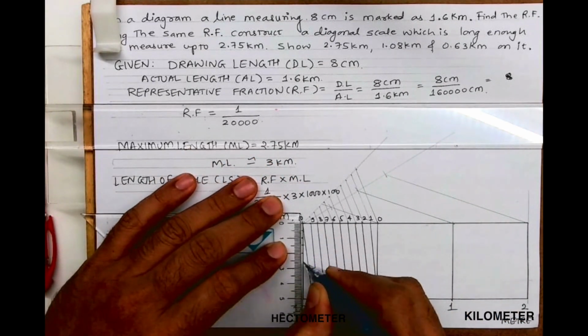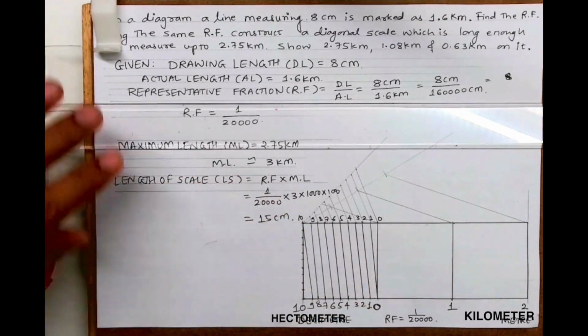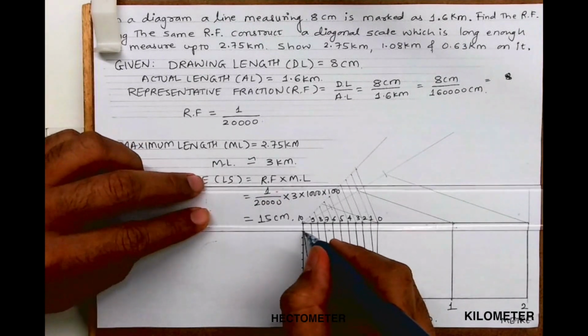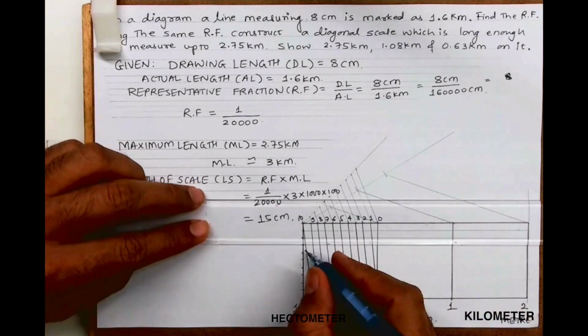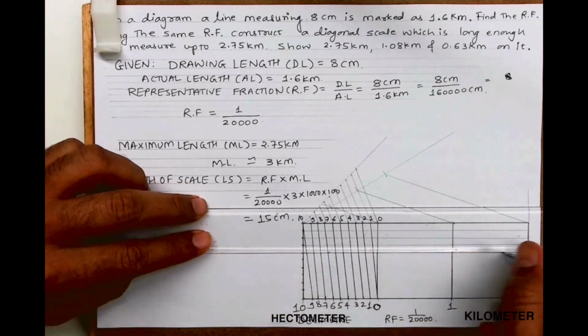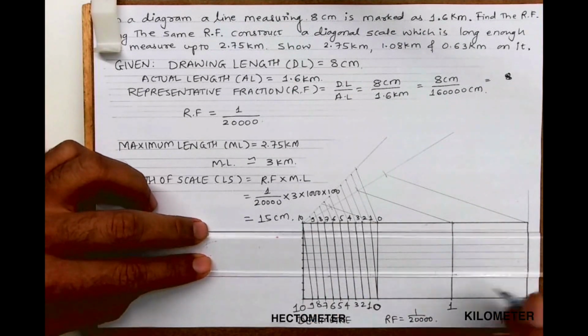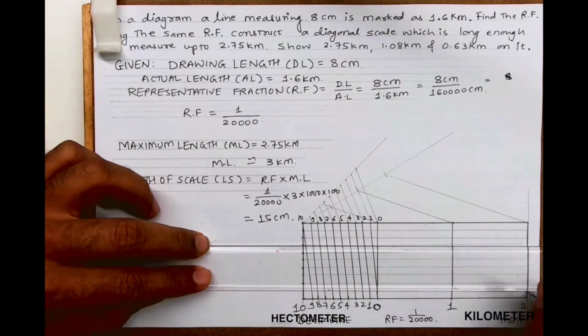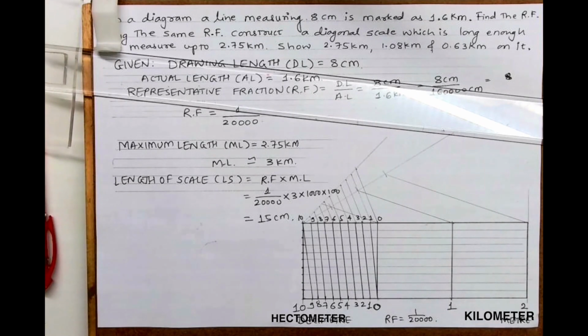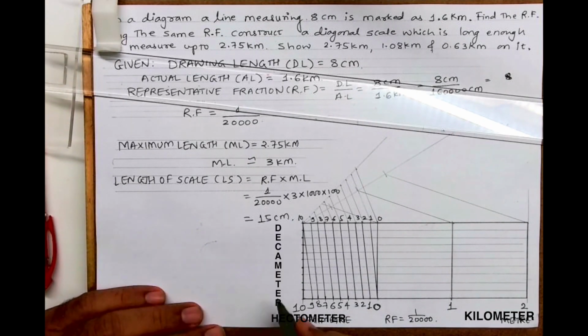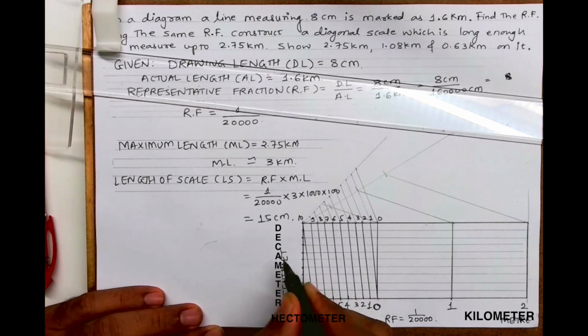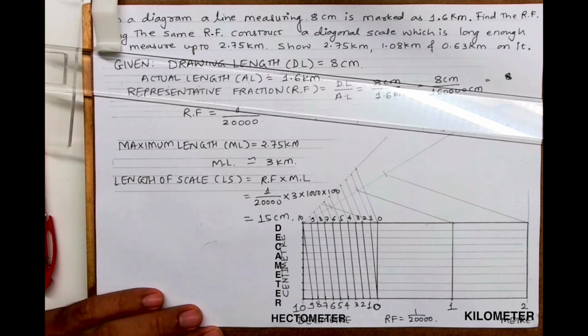And this vertical line, which is 5 centimeter, that also you divide into 5 parts. Then you draw a horizontal line. And if you don't want to draw this full horizontal line, you can draw it only till the first block. That also is possible. And this is decameter.